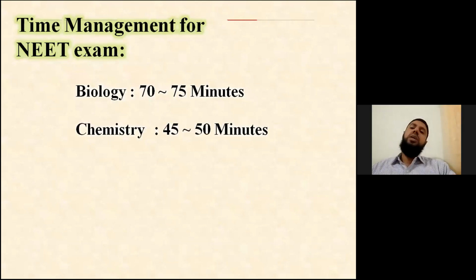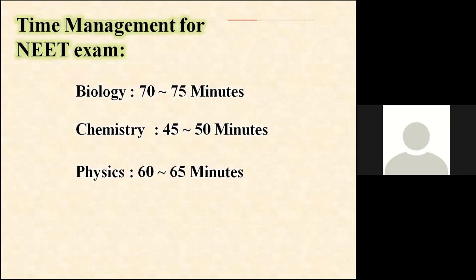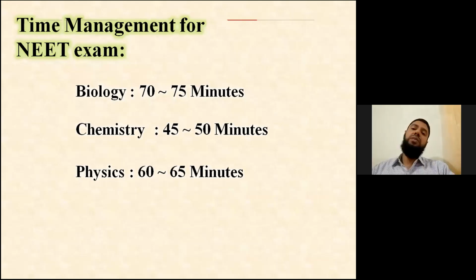Then to attempt chemistry, in which the numericals are a bit easier compared to physics, you can attempt the 45 questions in 45 to 50 minutes. No problem, you can easily attempt 45 questions in chemistry. Then for physics, we need 60 to 65 minutes. Why, sir? What is the reason? Why do we need 60 to 65 minutes?